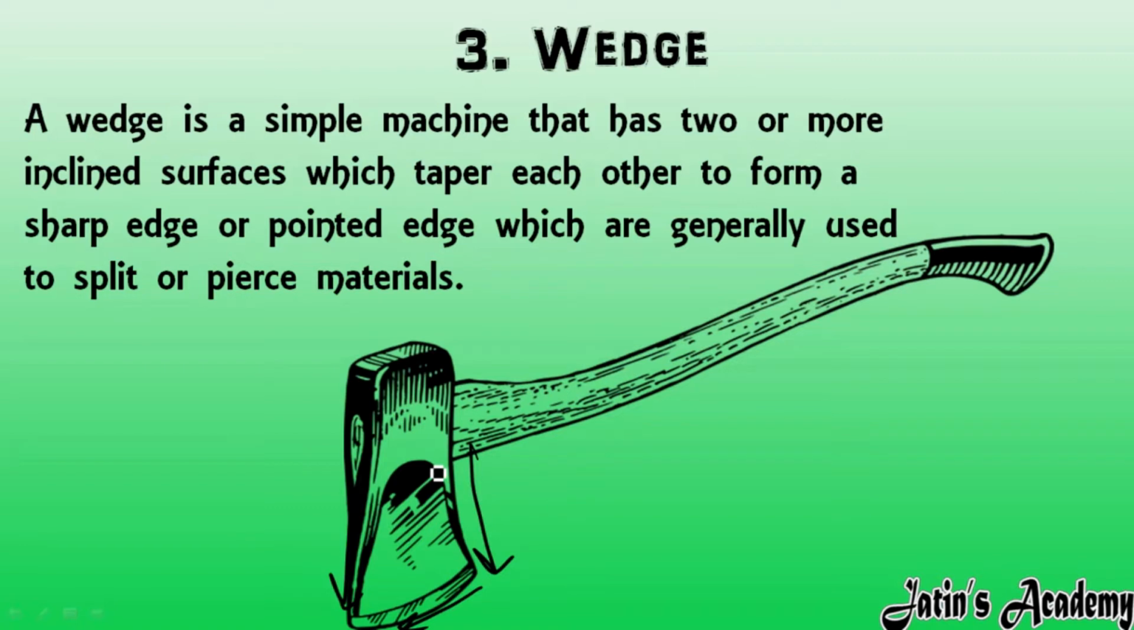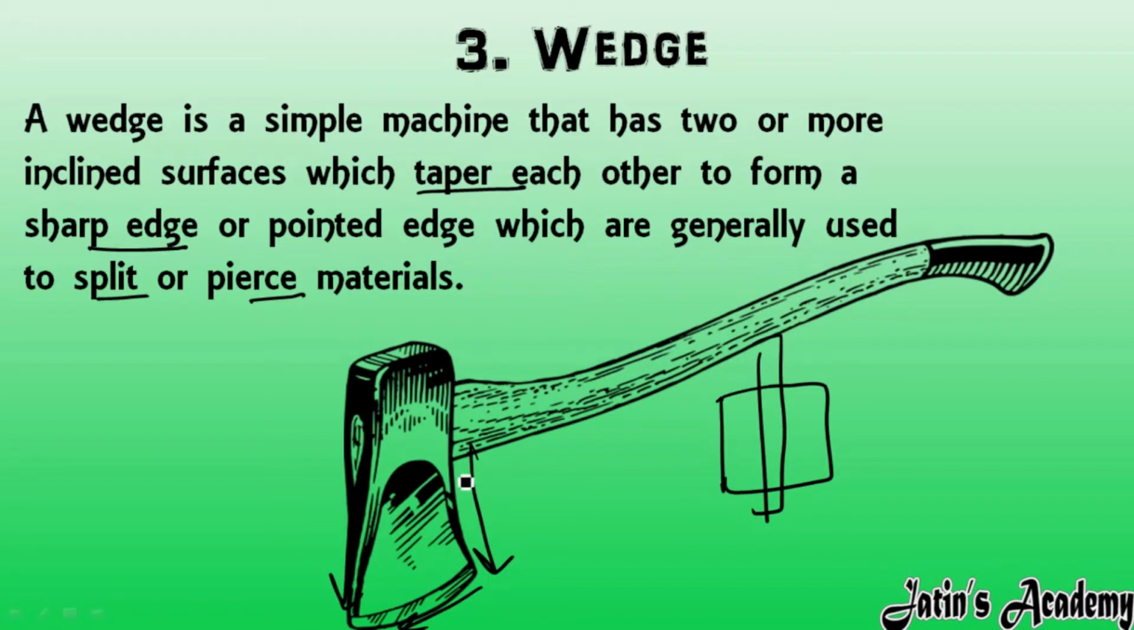Wedge means that simple machine where two or more inclined planes are fixed together to form a sharp edge. Here two or more inclined planes are combined together to make a sharp edge or a pointed edge, and this wedge is generally used in order to split or purse material. Purse also means to split the material into two halves. So in order to cut the material into two halves, we are using this kind of wedge. Fine.